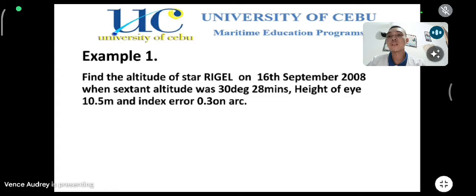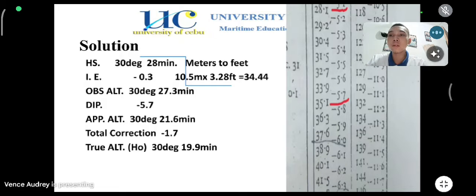Find the altitude of the star Rigel on the 16th of December 2008 when the sextant altitude was 30 degrees 28 minutes, height of eye is 10.5 meters, and index error is 0.3 on the arc. For the solution, our sextant altitude, or Hs, is already given, which is 30 degrees 28 minutes, as well as our index error, 0.3. Subtracting them, we get our observed altitude, which is 30 degrees 27.3 minutes.